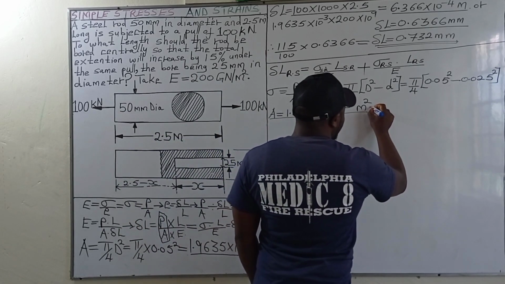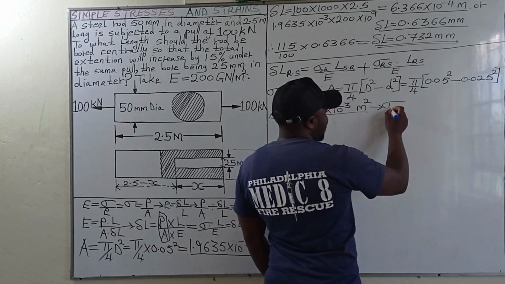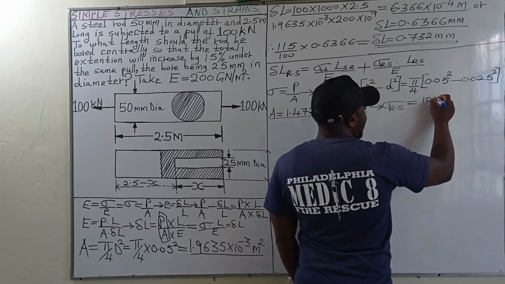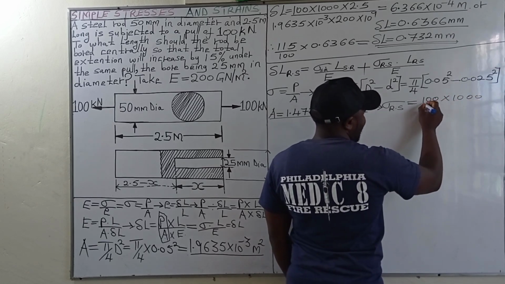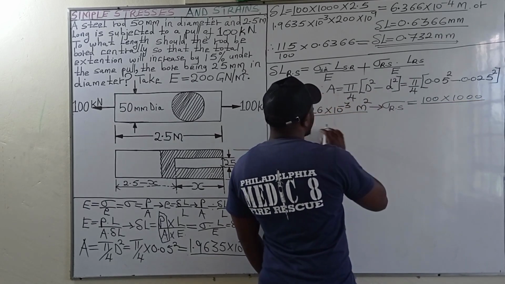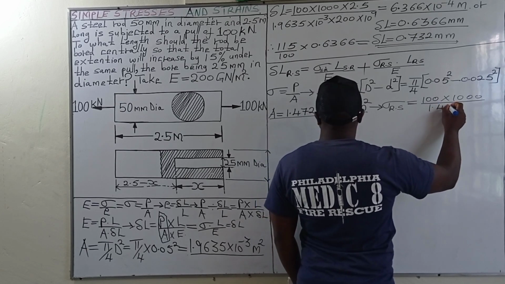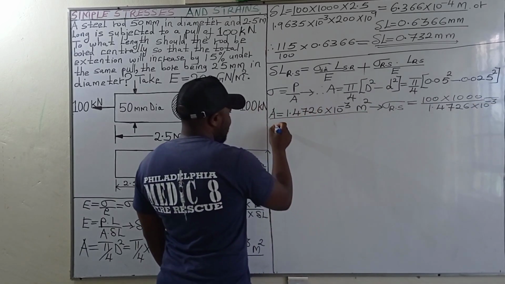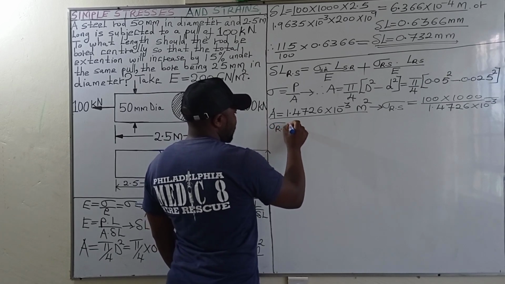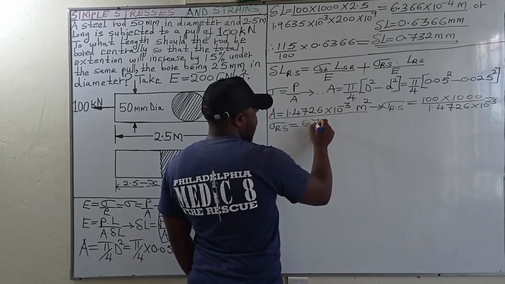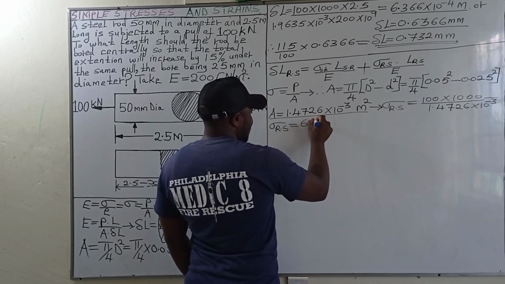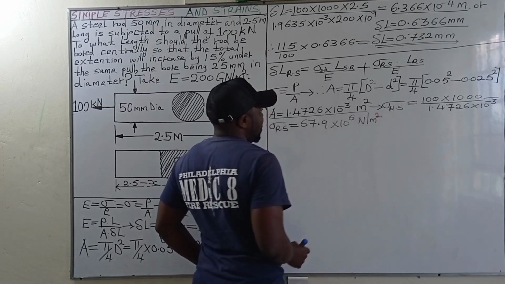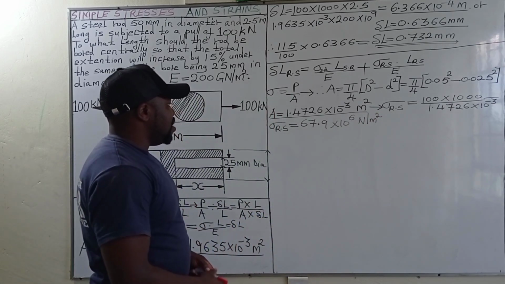So we can now get the stress of the reduced section. So the stress will be given by load, 100 kilonewtons. We convert that to newtons, multiply it by 1000, and divide this by the cross-sectional area, which we have gotten as 1.4726 times 10 raised to the power of -3 square meters. And when we do so, we are going to get the stress of the reduced section being equal to 67.9 times 10 raised to the power of 6 newtons per square meter. So that is the stress of the reduced section.